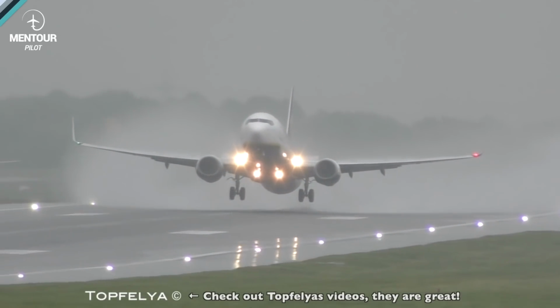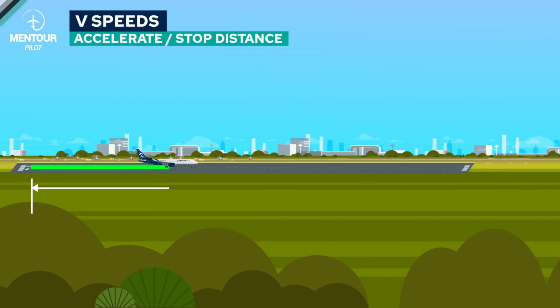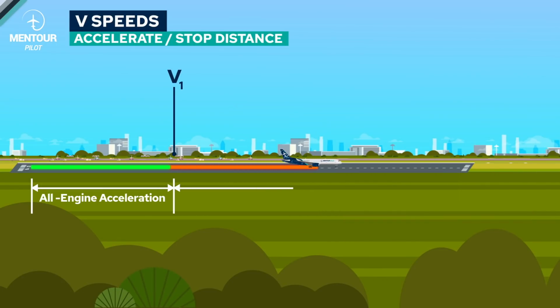Because if you think about it, if you are trying to take off from a runway that is slippery, for example, well, in that case, the accelerate stop distance, when you decide to reject the takeoff until you actually get the aircraft stopped, is going to be longer.